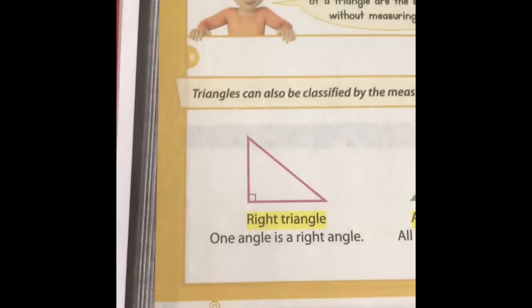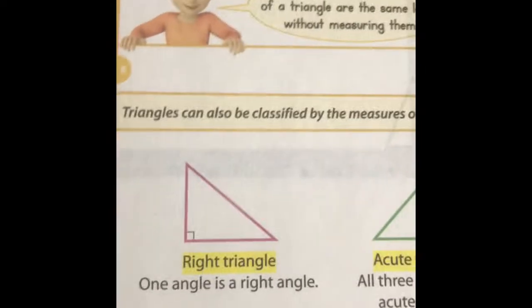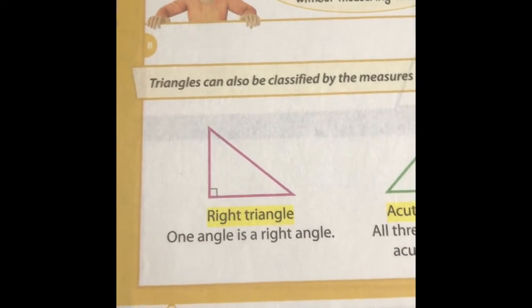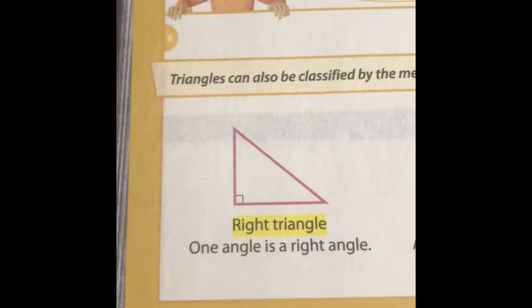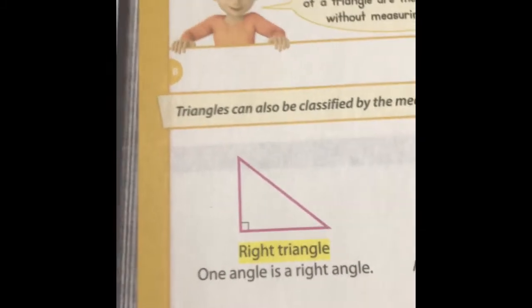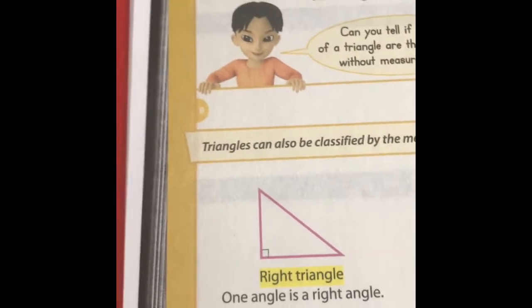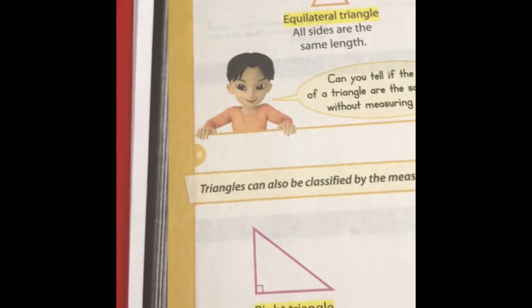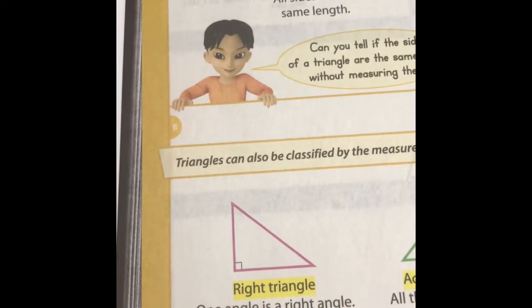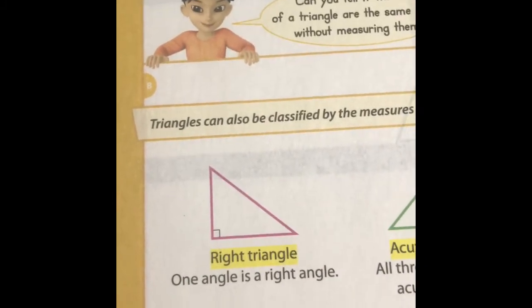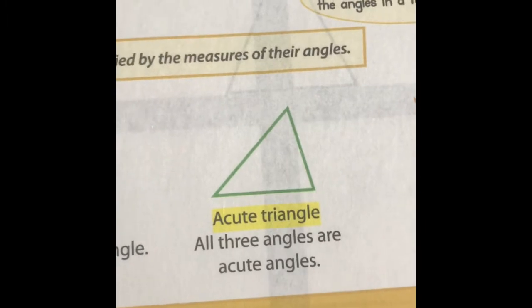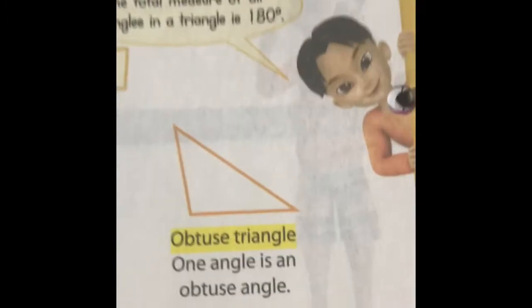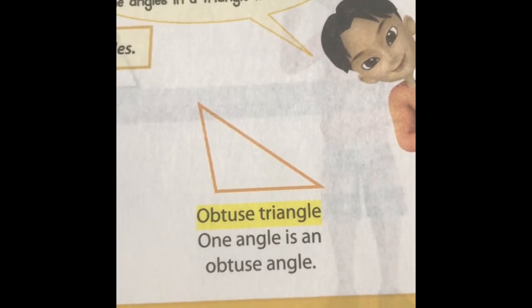Now, a right triangle means you have a 90-degree angle, all right? You will always have two acute angles with every right triangle. Actually, every triangle has two acute angles. The way it's named is based on that third angle, okay? So right triangle, 90-degree angle. Acute means every single angle is less than 90, and obtuse means one angle is greater than 90.